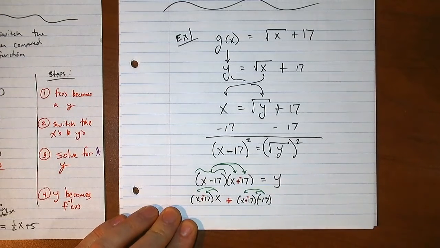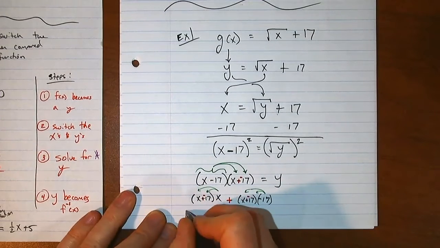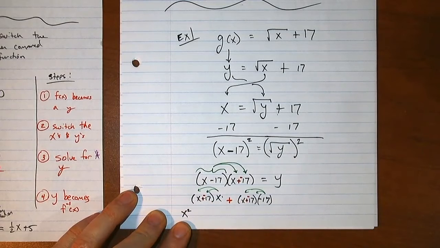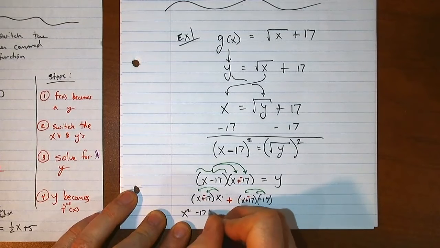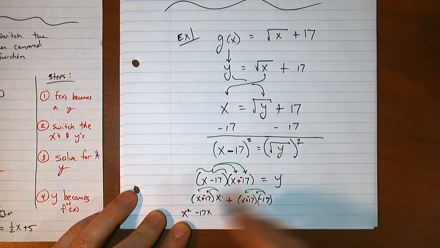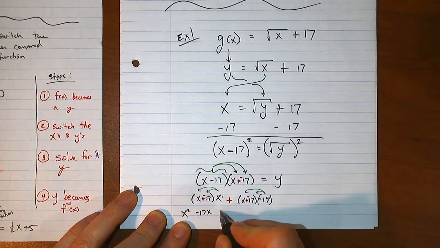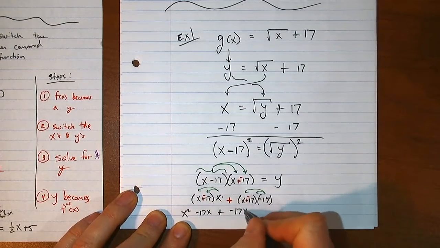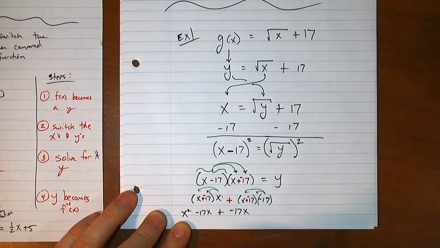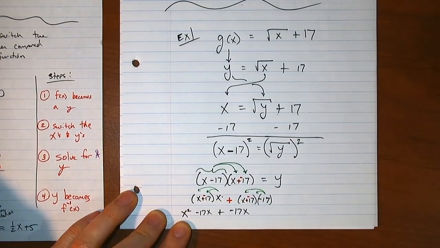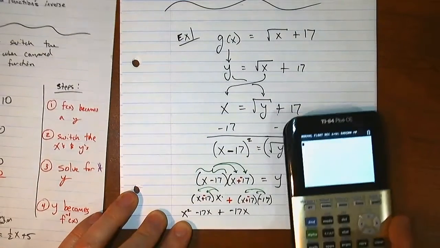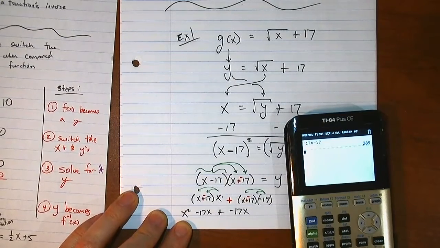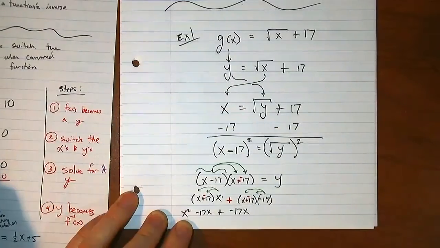I distribute again, and once again, I'm going to think of this the same way as being plus a negative 17. So when I distribute, I'm going to get x times x. Well, that's x squared. And then x times negative 17, that's going to be a negative 17x. And that's it for the first one. And then I've got this plus sign. Negative 17 times x, that's negative 17x. And then negative 17 times negative 17. And that one, I'll be honest, I'm not sure. Let me grab my calculator. Negative 17 times negative 17 is 289.